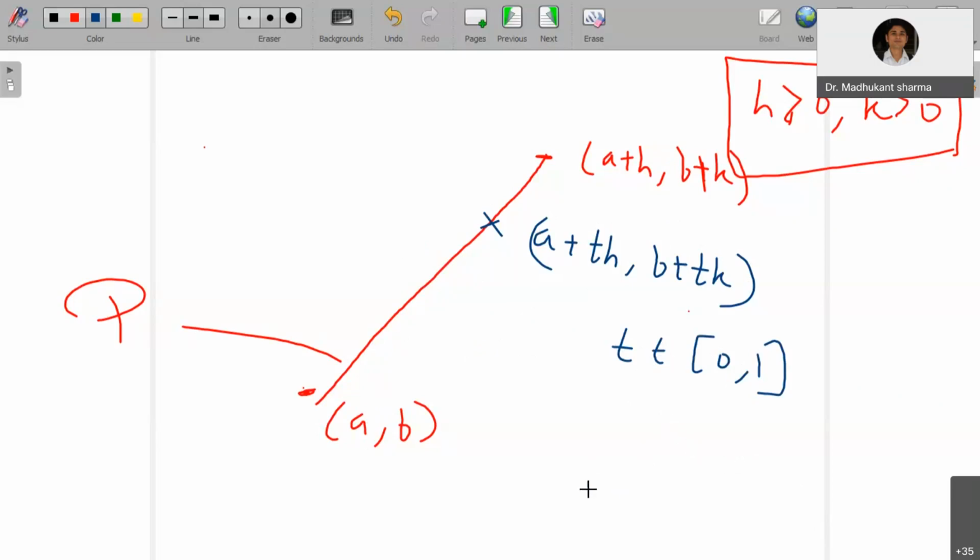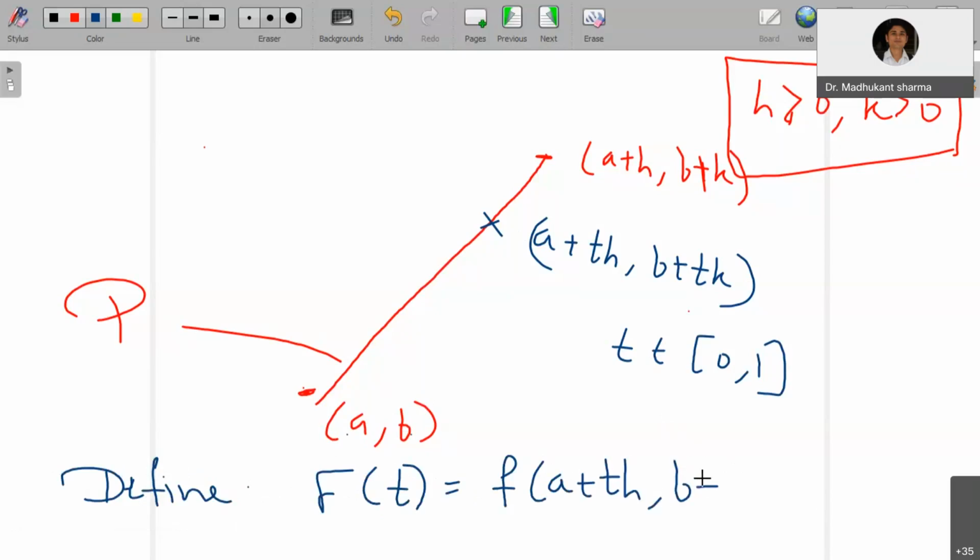Now, what we can see is that A and B are constants. So let's define the following: capital F of t is f of (a plus th, b plus tk).